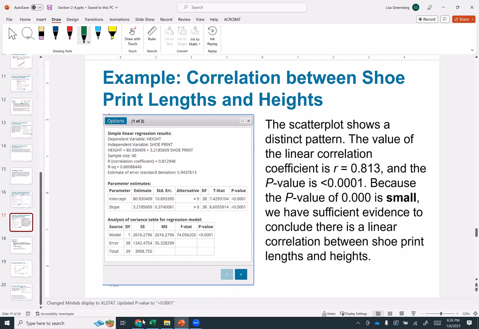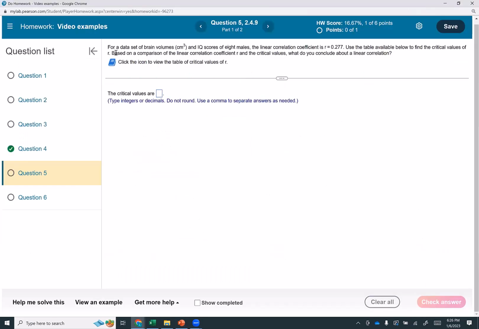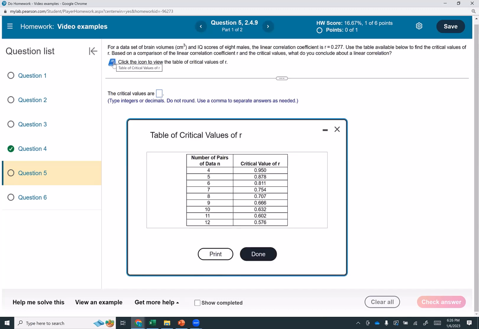Let's do another problem. It says for a data set of brain volumes, in centimeters cubed, and IQ scores of 8 males. So 8, that seems important. The linear correlation coefficient is R equals 0.277. Use the table available below to find the critical value of R. There's my table. And I have 8 pairs of data. I come over here.